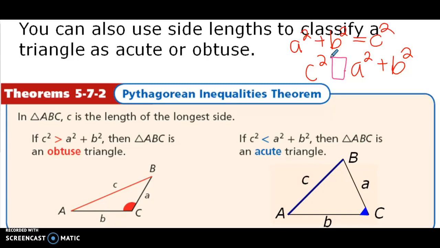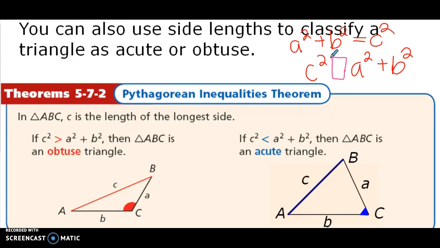Remember, what makes an obtuse triangle? Greater than 90. What makes an acute triangle? Less than 90. What makes a right triangle? 90. Okay? So if you plug in your side lengths to our Pythagorean theorem converse, and c squared is equal to a squared plus b squared, what does that tell you about the triangle? It's 90. It is a right triangle.